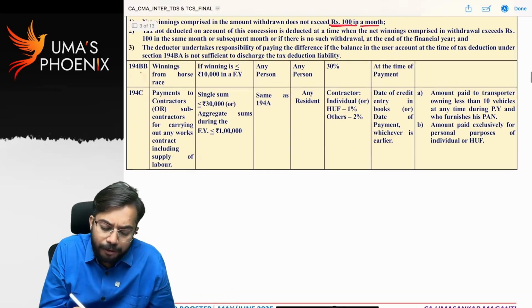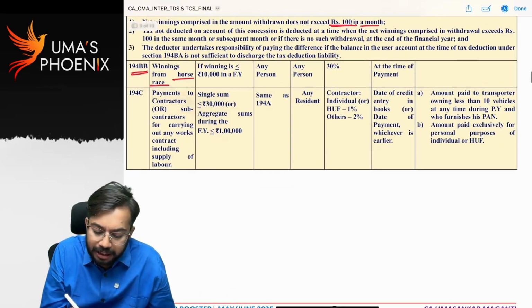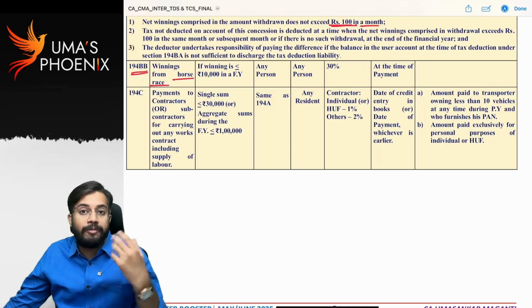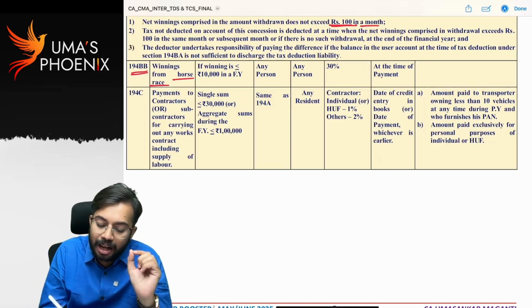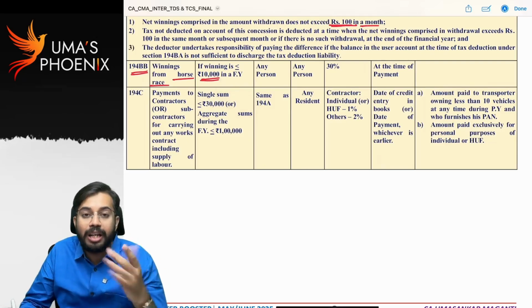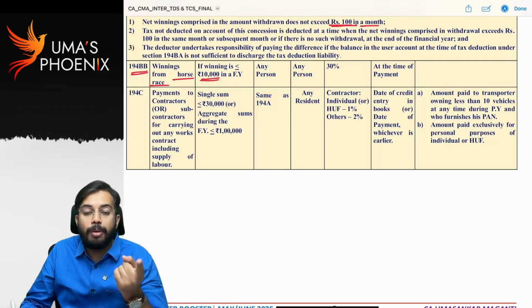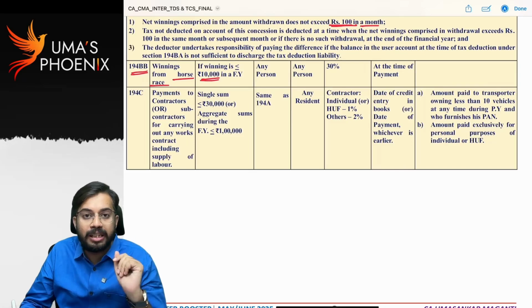Next, 194BB, winning from horse races. Whenever any amount is paid on winning from horse races, if the amount of such winning is less than or equal to 10,000, up to 10,000, no TDS will be deducted. If the amount of winning is more than 10,000 rupees, TDS will be deducted.